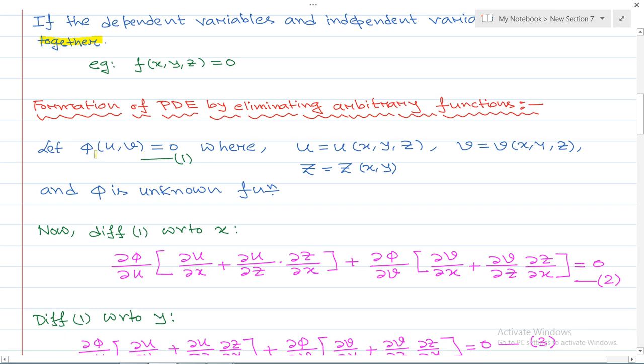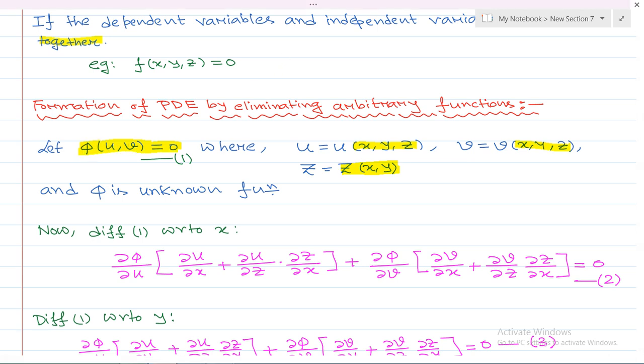Suppose we have a function phi of u comma v equals 0. This is the implicit representation of a function where u and v are functions of x, y and z. These two are different functions, and z depends on two independent variables x and y. So we can see inside u, x, y, z are all present, inside v also x, y, z are all present, and inside z, x and y are present. This type of representation is nothing but the implicit representation.